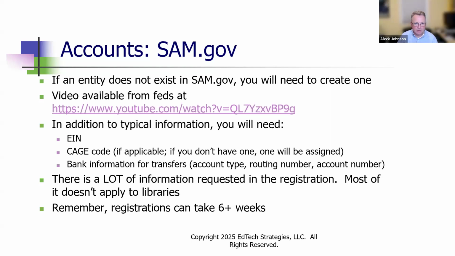And last but not least, with respect to sam.gov, just remember that the entity registrations do take an extended period of time. They can take 6 weeks or more. Right now, I suspect they are probably taking more given the backlog from the shutdown. So the sooner you can get your process started in sam.gov, the better off you'll be.